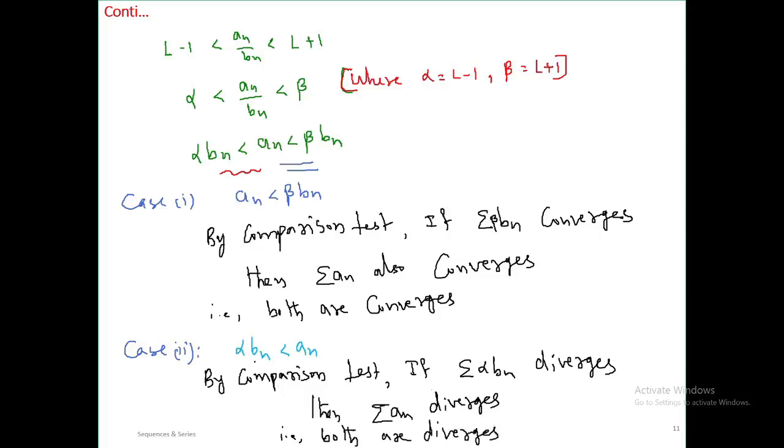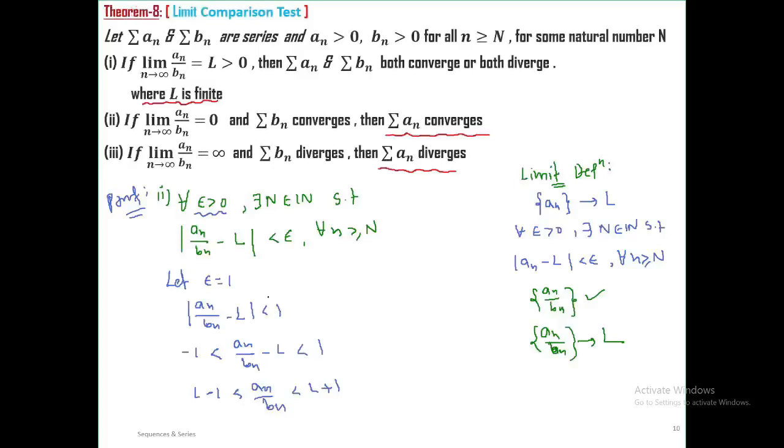By comparison test, if series bn diverges, that means the sum is infinity. So series an is more than that infinity. That means series an is also infinity. Therefore series an diverges. So similarly, you try for the second statement. If the limit value is 0 and bn converges, you have to take that, then you have to prove that series an converges.